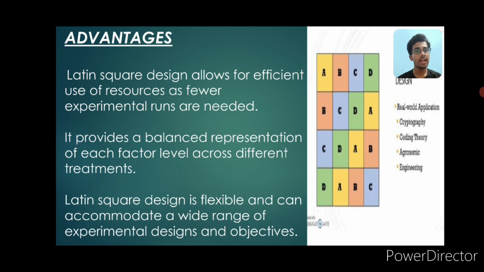Advantages of the square. Latin square design allows for an efficient use of resources, as fewer experimental runs are needed. It provides a balanced representation of each factor level across different treatments, which helps balance the representation of the experiments. Latin square design is flexible and can accommodate a wide range of experimental designs and objectives at a single time.